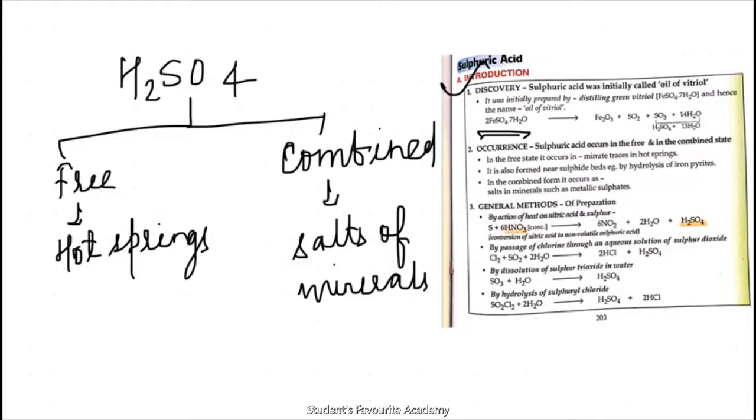Furthermore, in the free state, it is also formed near sulfide beds. Do you know what iron pyrite is? Iron pyrite is an ore of iron which contains sulfur. So it is also found near the sulfide beds, that is what they are talking about. Whenever the process of hydrolysis of iron pyrite takes place, children, there also we'll be getting sulfuric acid in the free state.